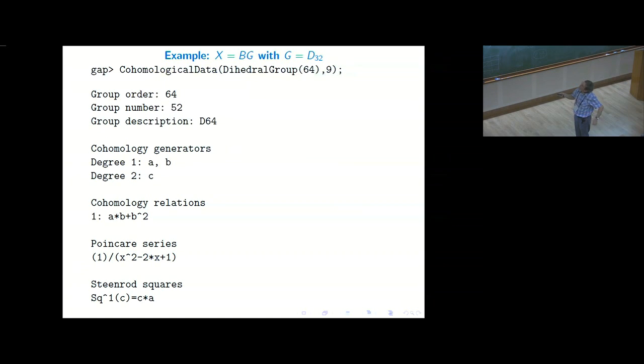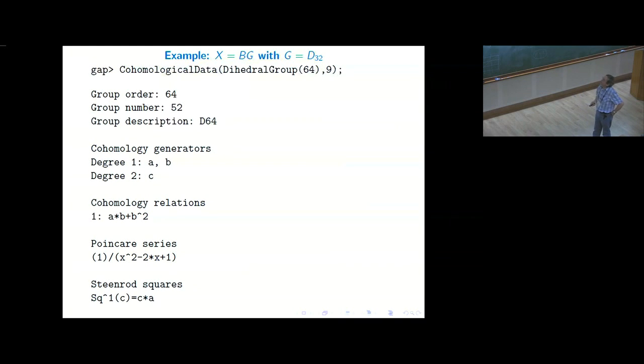And then what it does is it prints out some GAP information: the order of the group, the group number, the group description, the cohomology generators. So it says that this cohomology ring has 2 generators in degree 1 and 1 generator in degree 2. The relations for the cohomology, the Poincare series, which I defined, and the Steenrod squares, and in this case, which actually does fit onto one slide, the only Steenrod square you have to specify is square 1 of C, and it turns out to be C times A.